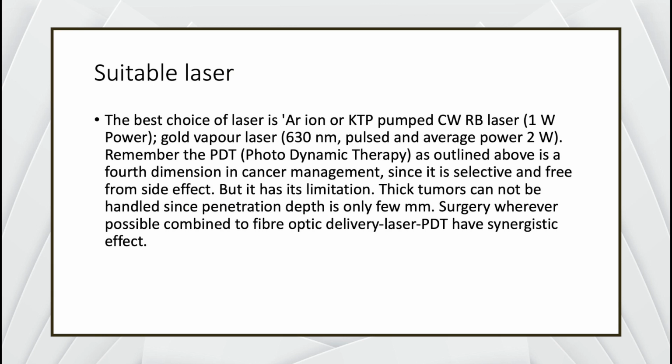Okay, let us go to the next important one. This one represents the kind of lasers best suited for photodynamic therapy. The most common is the CW rhodamine B laser, which is obtainable by argon ion laser or KTP pumped. This is another type of laser. These kinds of lasers are available in the market, people can use them. Another one is the so-called gold vapor laser, which directly produces a laser at 630 nanometer. It is pulsed, average power is about 2 watt. All these put together do excellent photodynamic therapy.